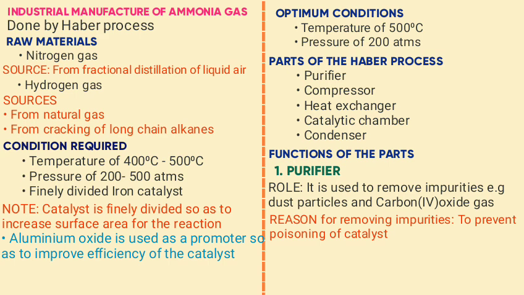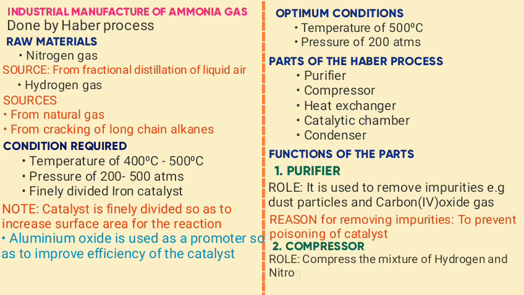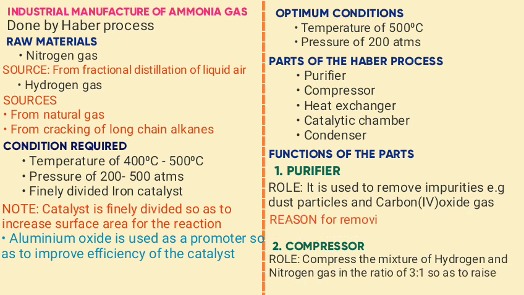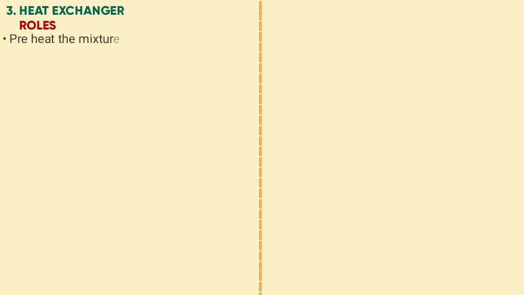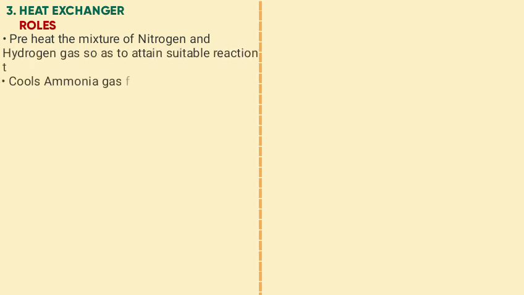Now, part number 2, compressor. So the role of the compressor is to compress a mixture of hydrogen and nitrogen in the ratio of 3 to 1. Reason: so as to raise the pressure of the mixture to about 200 to 500 atmospheres. Heat exchanger. The role of the heat exchanger: preheat the mixture of nitrogen and hydrogen so as to attain suitable reaction temperature. It also cools ammonia gas formed.